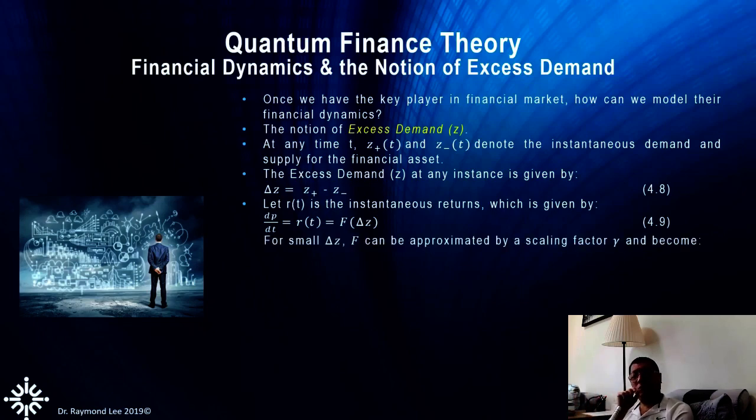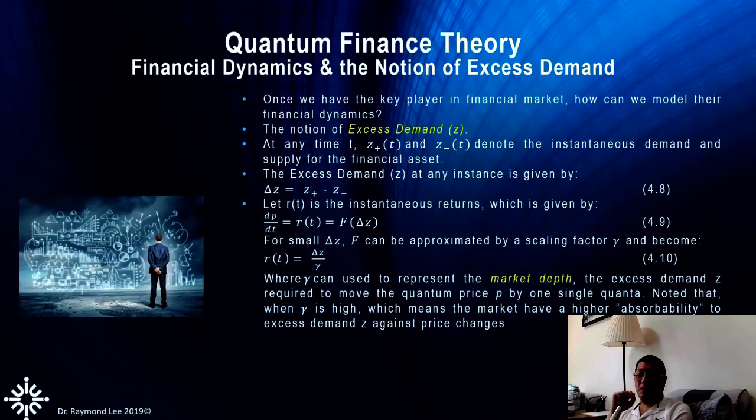So for a very small delta t, this f can be approximated by a scaling factor delta. So we will have something like this. If the time is very small, the rate of change of price over a very small time difference can be the difference of the supply and demand divided by a certain factor. Of course, this factor is the measure of how much the price will change by 1 point, right?